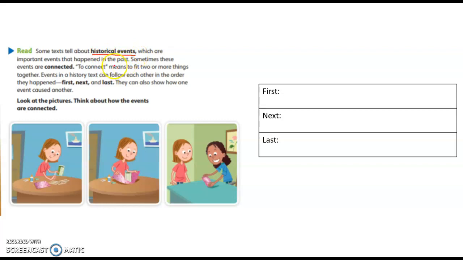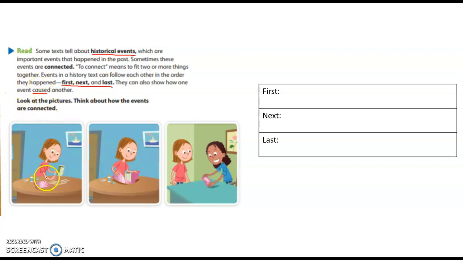Sometimes these events are connected. To connect means to fit two or more things together. Events in a history text can follow each other in the order they happened. First, next, and last. So that's sequence. We'll be looking for a lot of sequence words this week. We'll also be using our sequence words in our writing. They can also show how one event caused another. So we'll look at sequence and we'll also look at cause and effect. So we're going to be looking at things happening because of other things.